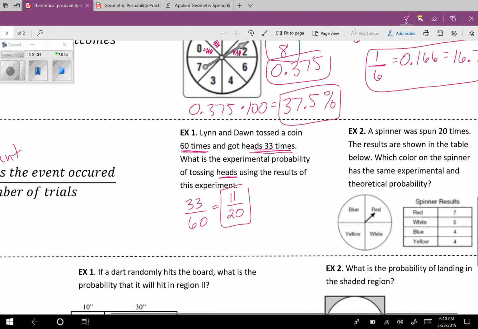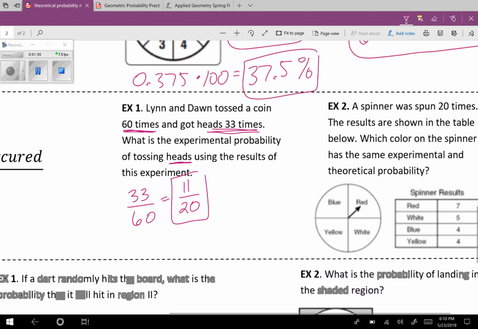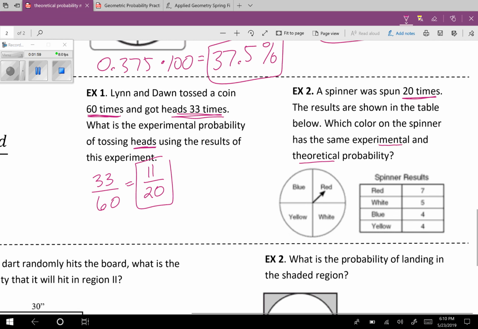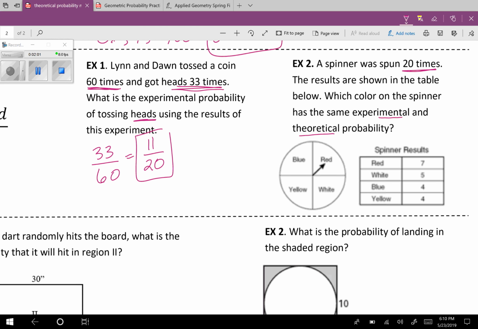Okay, so now the next one here, example 2, you're going to have to write a little small on this. We're going to actually use theoretical probability and compare it to the experimental. It says a spinner was spun 20 times. The results are shown in the table below. Which color on the spinner has the same experimental and theoretical probability? So same theoretical and experimental.